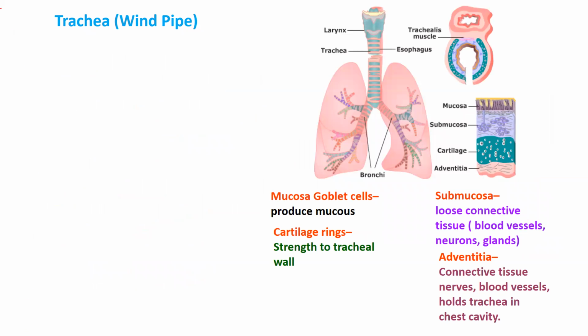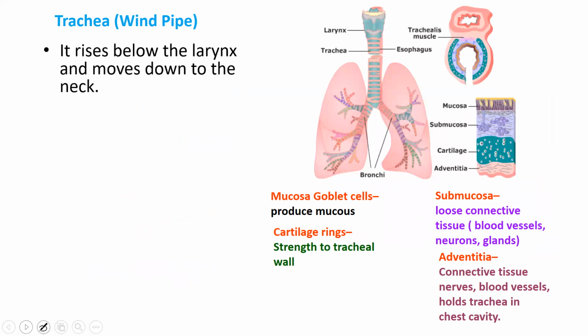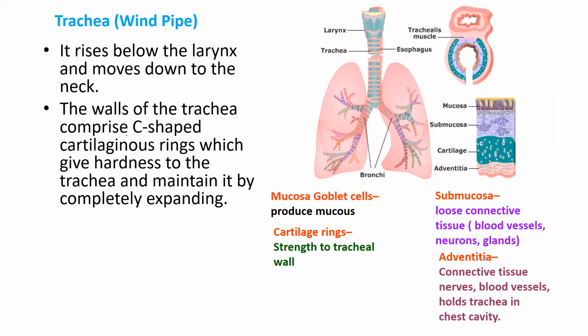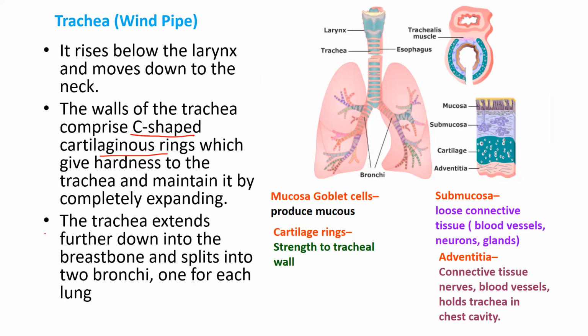So you see, next we will talk about the trachea. That is the windpipe, right? It arises below the larynx and moves down the neck. It consists of C-shaped cartilaginous rings, and that gives hardness to the trachea. They also help in preventing the tube from collapsing, or in other words, they help in maintaining its structure. Now the trachea extends further down into the breastbone, and finally it splits into two bronchi.